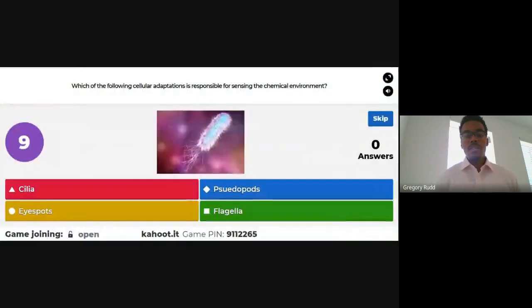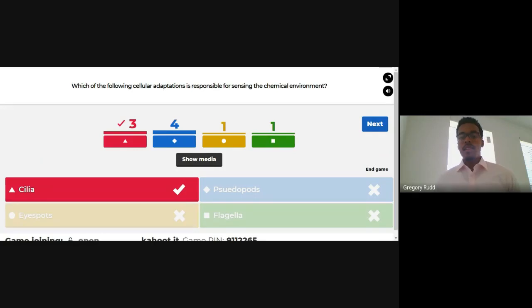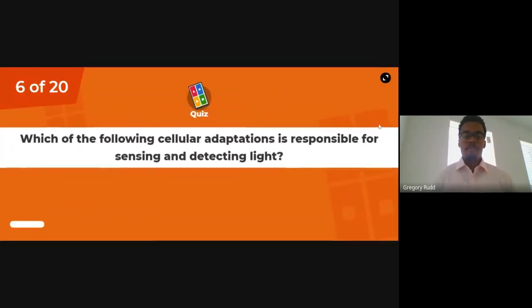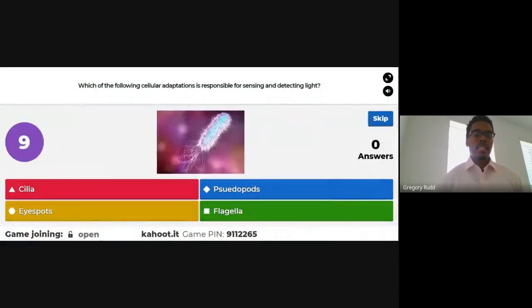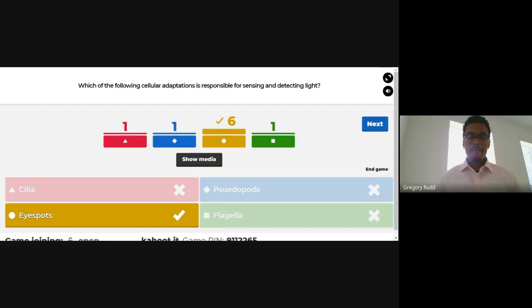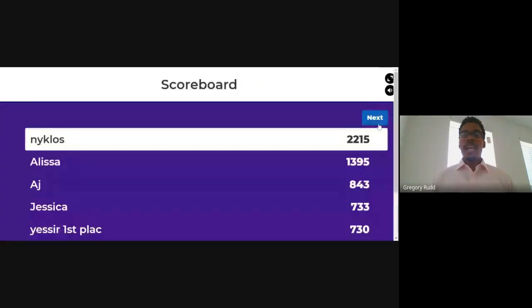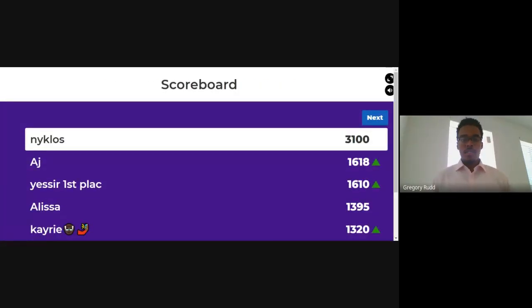Sensing the chemical environment. Which one senses the chemical environment? Cilia. Okay, which one is responsible for sensing and detecting light? That one's a little bit easier because the eye spot, of course, is responsible for detecting light, like most eyes are. Good job, good job.